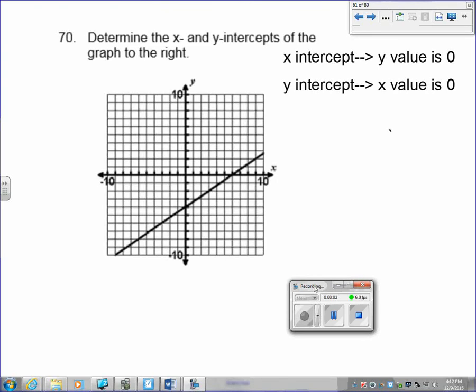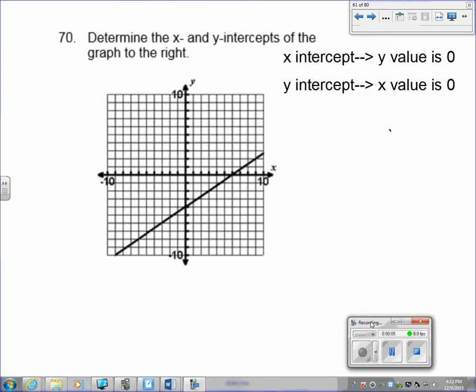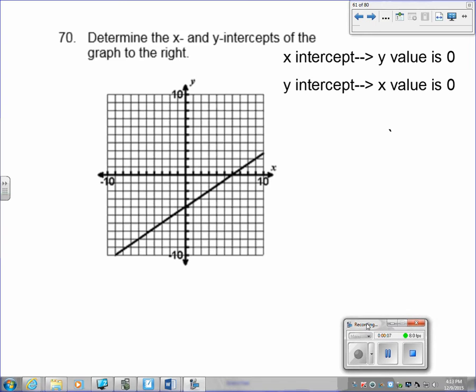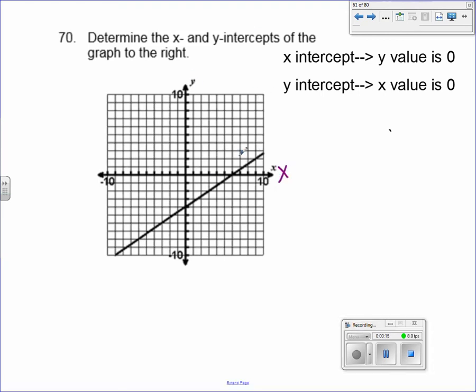Next, we are going to look at number 70, and then we're going to use number 70 to help us with number 73. So, find the x and y intercepts of the graph to the right. So I know my x-axis is here. So my x-intercept is where the line touches this x-axis, which is this point right here.